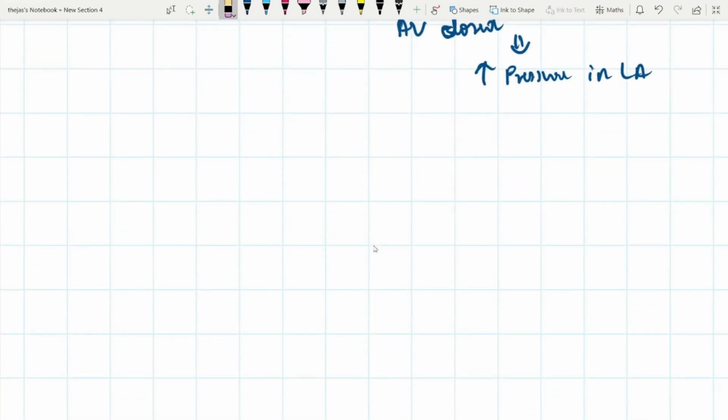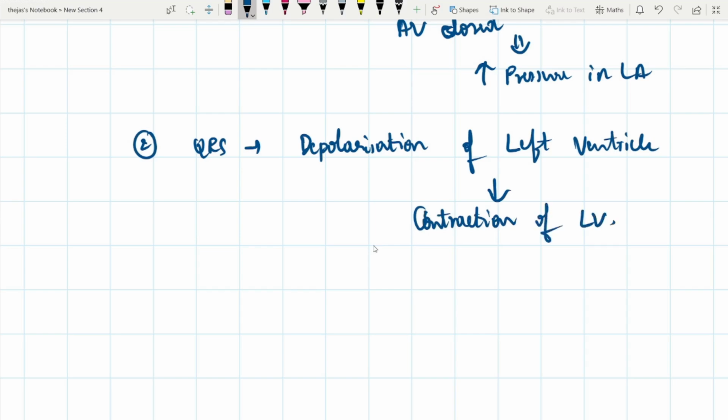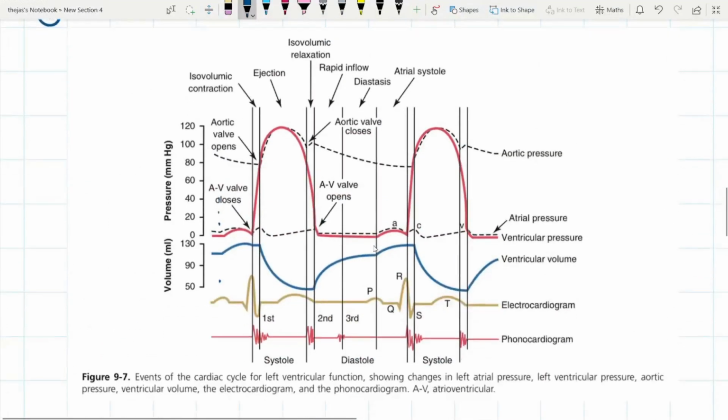What is the QRS complex? Second one. QRS wave corresponds to depolarization. Don't forget this. First depolarization and then contraction. First depolarization of the left ventricle, and then occurs contraction of the left ventricle, LV. So you can see this diagram.